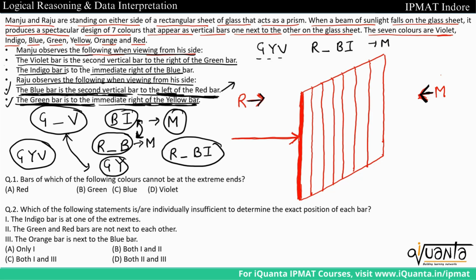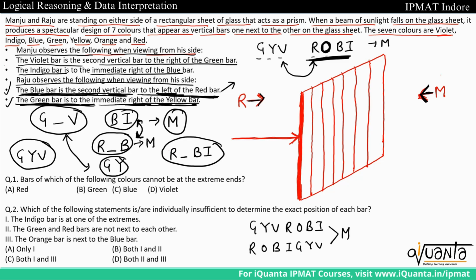Here we have 1 2 3 4 5 6, only 6 colors are here, so only one color is missing, that is the orange color. So we'll place the orange color over here. Now there was no relation between the colors that we have in these two groups, so either the correct arrangement can be like GYV ROBI, or I can place this entire group to the left of GYV. So we can also have ROBI GYV. This will be the observations of Manju.